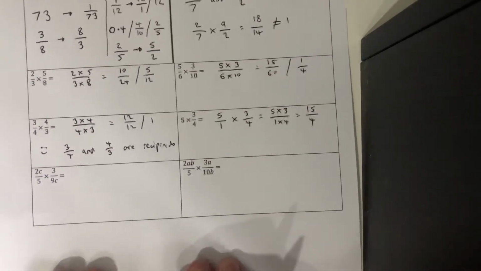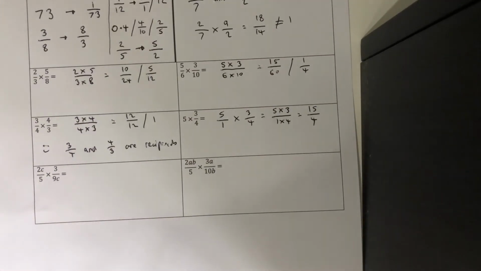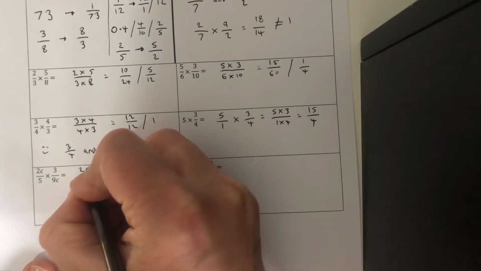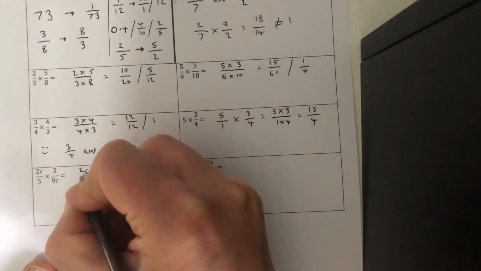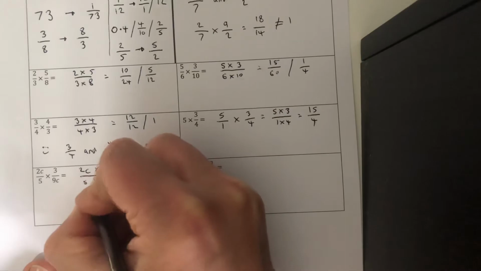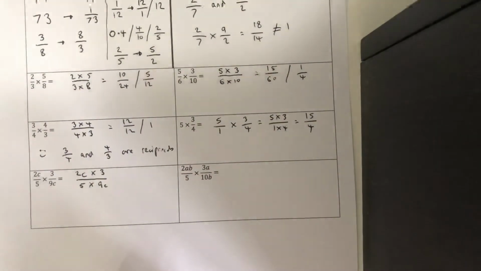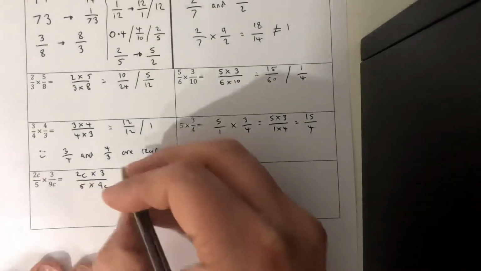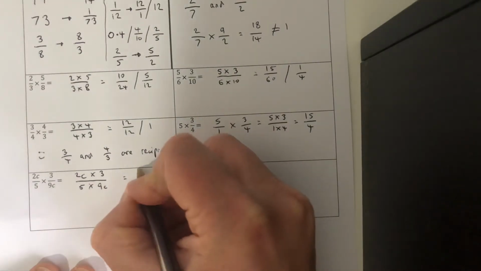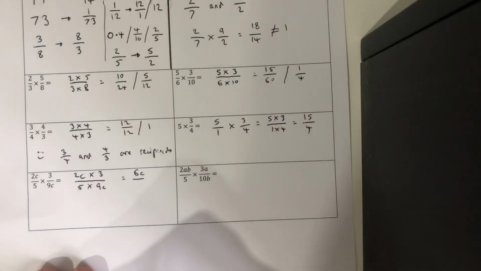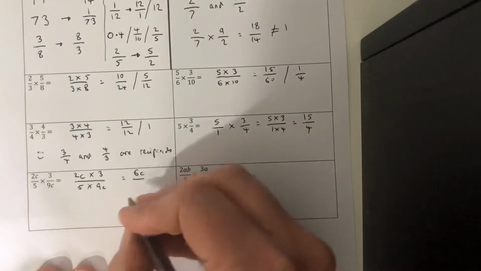And we're now going to move on to this because, oh no, algebra again. But the big thing about algebra is it works exactly the same way. So in this case, 2c on the top is going to get times by 3. 5 is going to get times by 9c on the bottom. So if we do this, 2c times 3, we've done this before, that's 6c. 5 times 9c on the bottom is 45c.